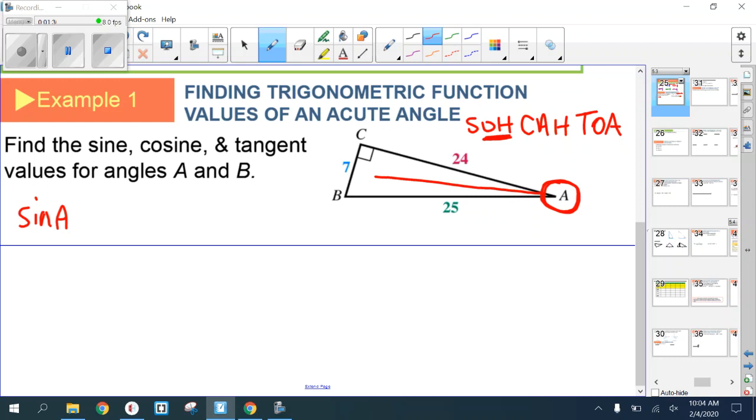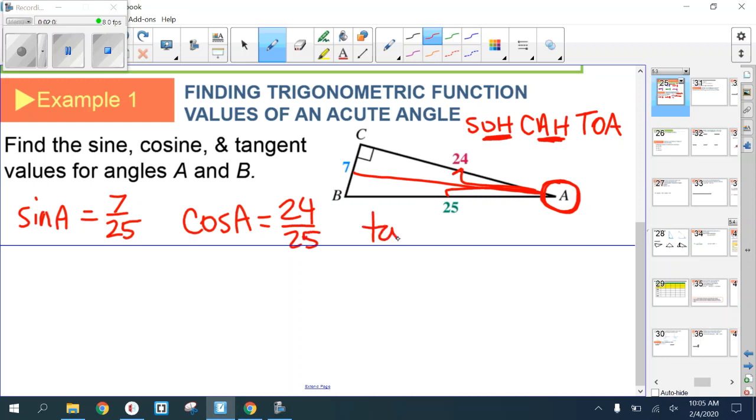Well, if I'm looking at A, the opposite side is 7, and the hypotenuse is 25. So if I do opposite over hypotenuse, it's just 7 over 25. So then cosine A, don't forget your angle. Don't forget to write that A in there. It would be wrong if you did. Cosine is adjacent over hypotenuse. So adjacent means next to. That's this 24. It's going to be 24 over 25.